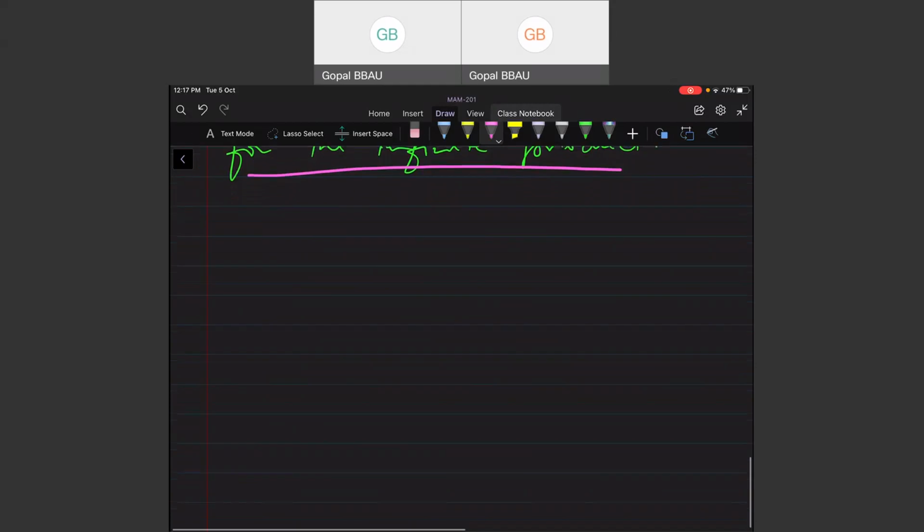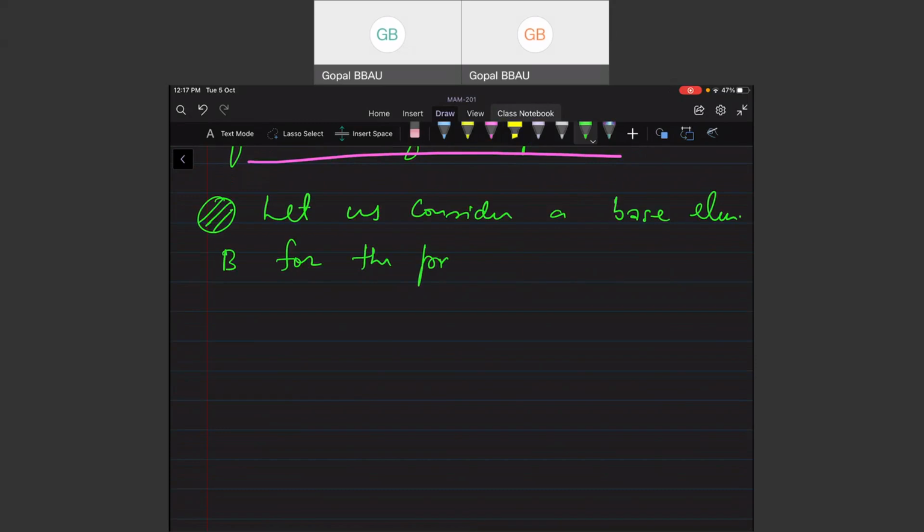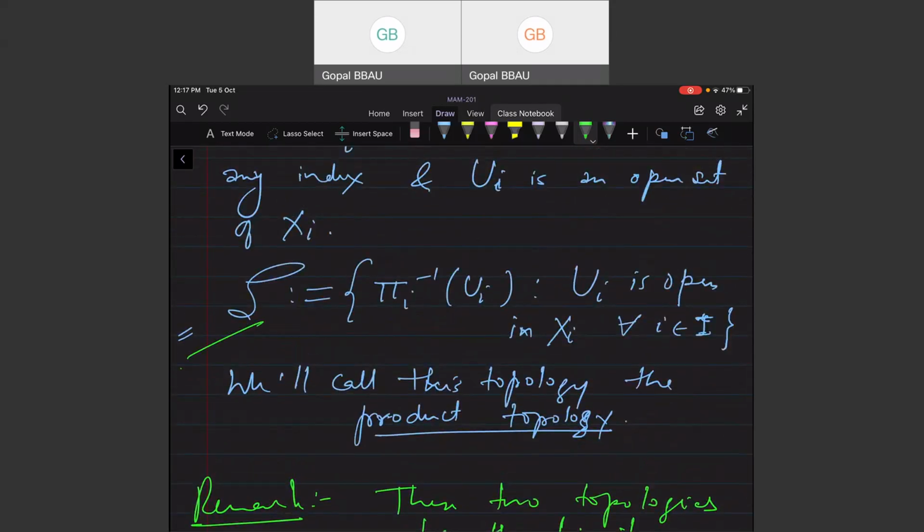So for this, what we will do is consider a generic base element. Let us consider a base element B for the product topology, meaning the second topology. The product topology is the one generated by this subbase S.